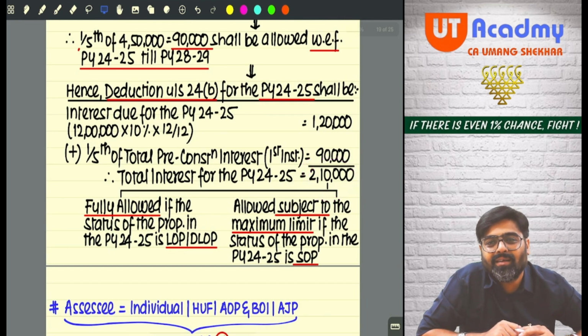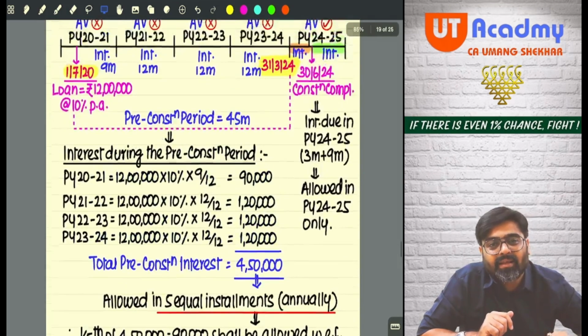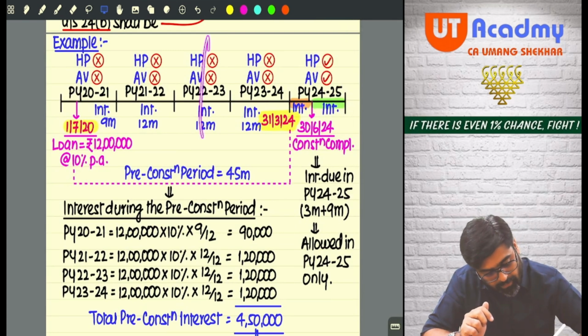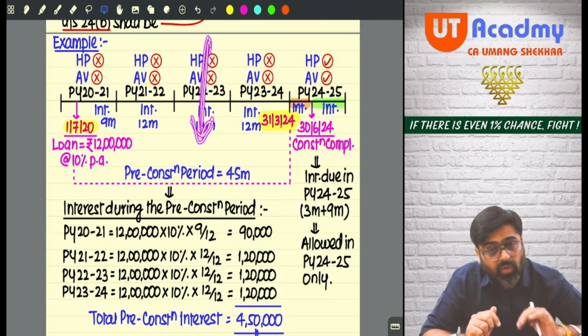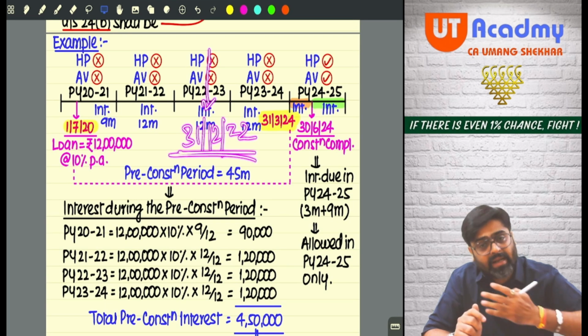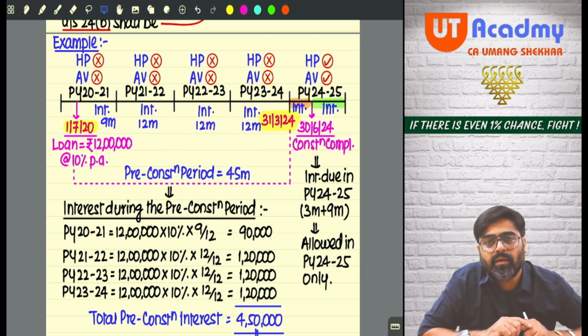Now what if they are saying that the 12 lakh rupees of loan was there, it is repaid here. 12 lakh rupees is repaid here. Can I say 31st December 2022, the entire 12 lakh rupees is repaid? Yes or no?